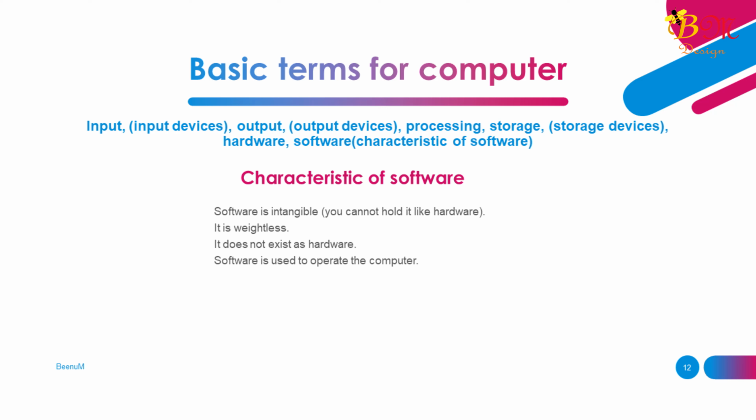Characteristics of software. Software is intangible, you cannot hold it like hardware. It is weightless. It does not exist as hardware. Software is used to operate the computer.